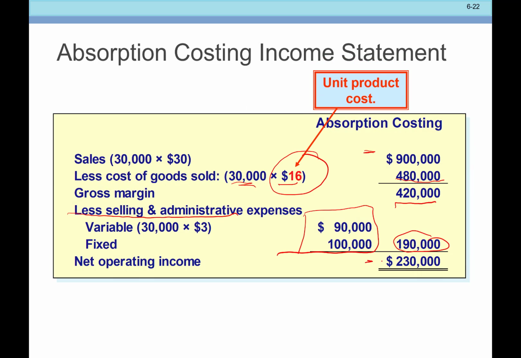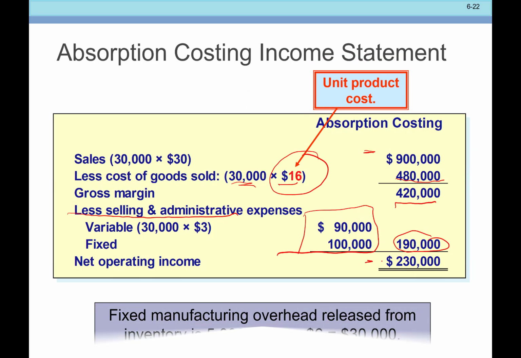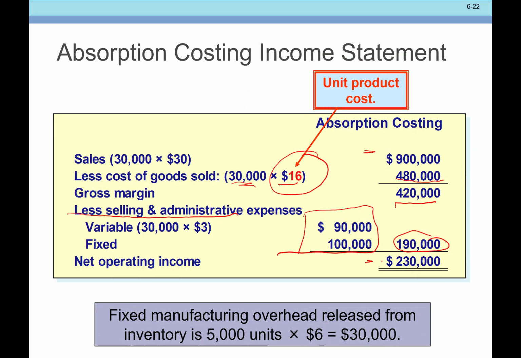Variable costing had less net income than absorption, and that happened because what? We had 5,000 units that were released from beginning inventory and sold this period. Those costs were sitting on the balance sheet, and now they have gone over to the income statement in the form of cost of goods sold.